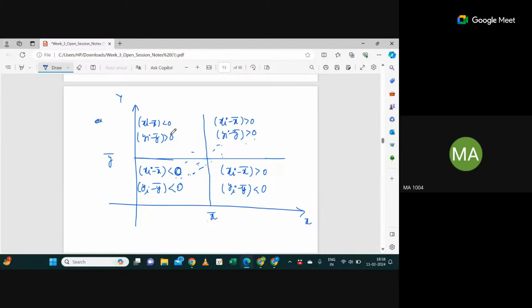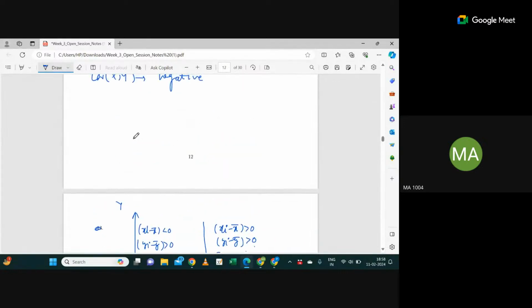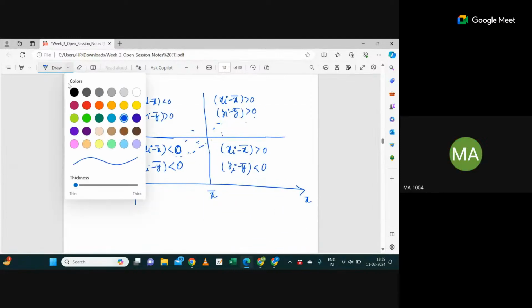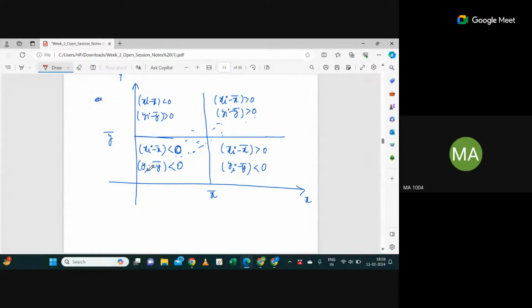Now in the covariance formula, covariance between x comma y is nothing but expected value of (x minus expectation of x) into (y minus expectation of y), right? For a single value it is xi minus x bar, yi minus y bar. Now tell me, what about the product of these two? Here positive, here negative, here positive, and for this, negative. Now you got the idea. When the product is positive, covariance will be positive.